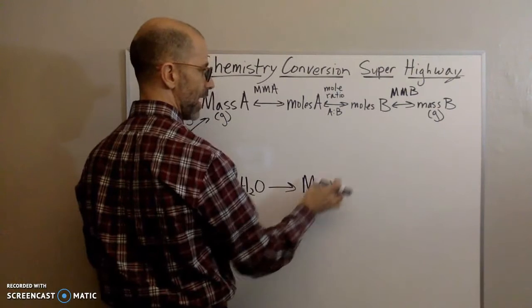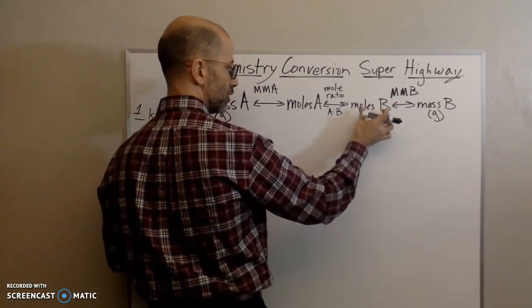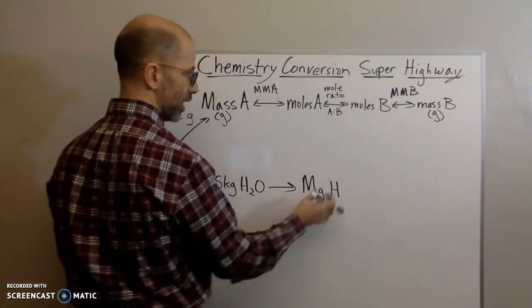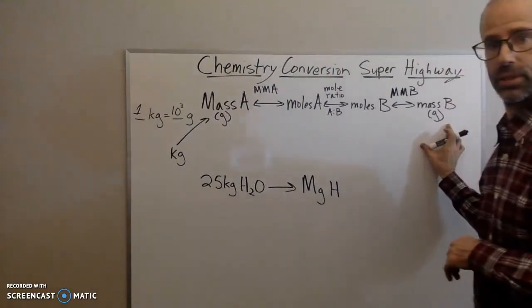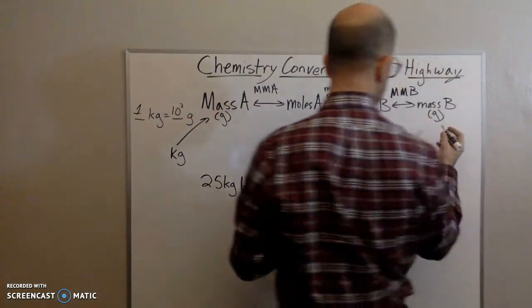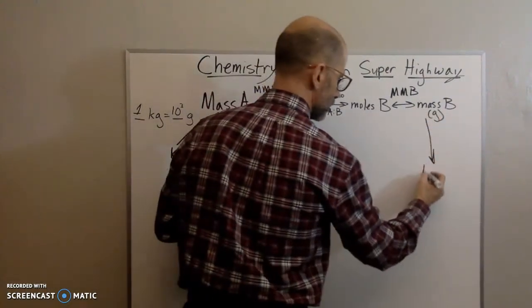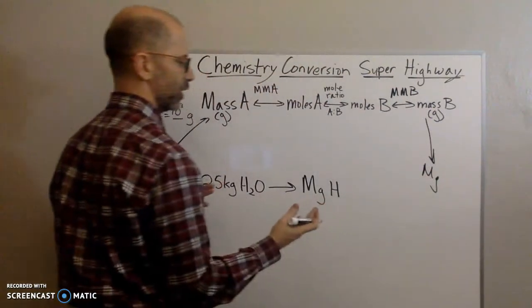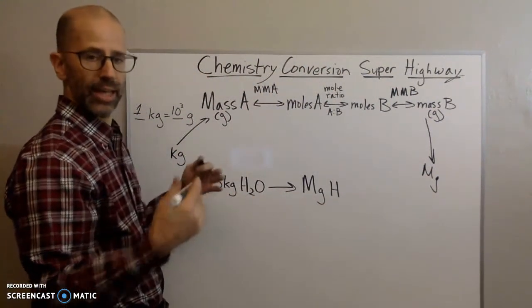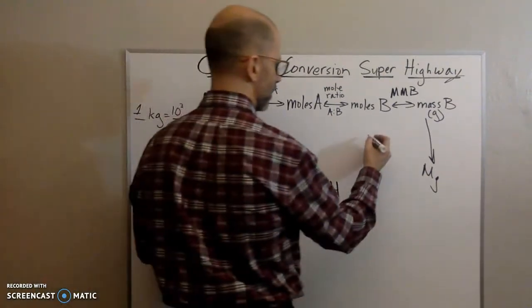And then I need the mass of hydrogen. So I'm going to use the molar mass of hydrogen to go from moles of hydrogen to grams. And then when I'm here in grams, I need to go to megagrams, so I need to get off the highway again. How am I going to do that? Well, I need the equality between megagrams and grams. So I'm going to set that up again.